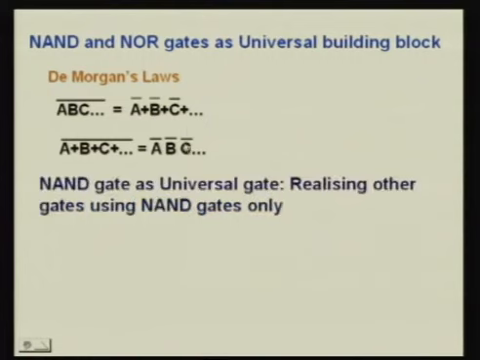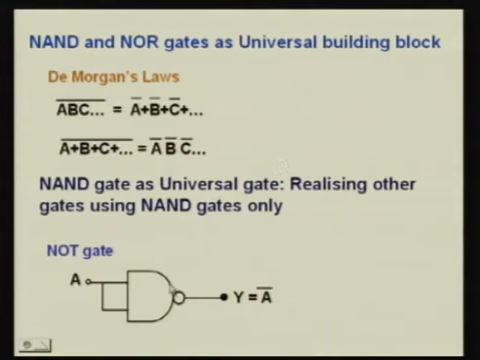Now keeping these two laws in mind, we will use only NAND gates to realize different other gates. First we will discuss NOT. We will find how we can realize a NOT gate using a NAND gate. It is very simple. As I told, a NOT gate has only one input, but a NAND gate has at least two inputs. So if we take a NAND gate and apply A on both the inputs, then the output will be equal to A bar. So this NAND gate, this is the symbol for a NAND gate, will work as an inverter or a NOT gate.